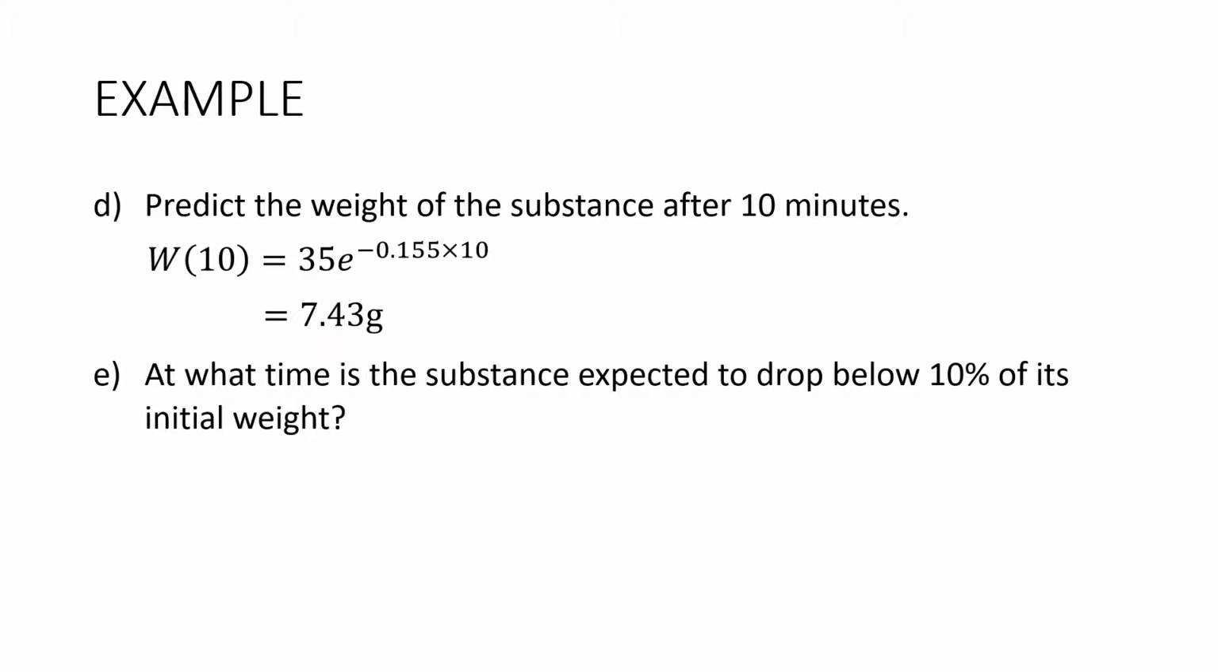And then finally, at what time is the substance expected to drop below 10% of its initial weight? Its initial weight is 35. 10% of its initial weight is 3.5. So we could go 3.5 equals 35 e to the blah blah blah. But then I'm going to just write this up so you can see it. So I could go 3.5 equals 35 and then all the rest of it.